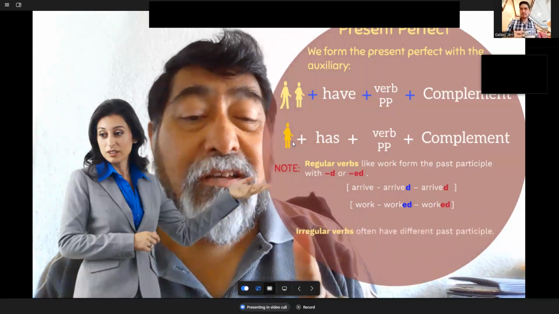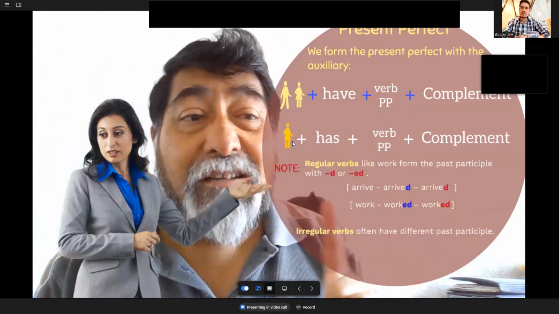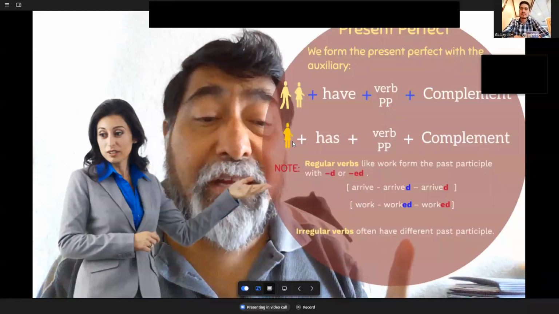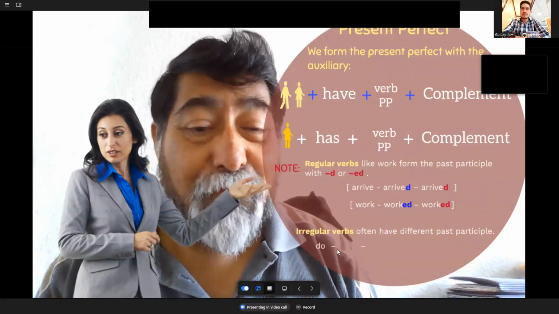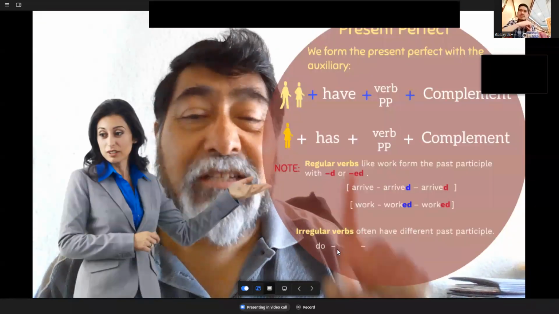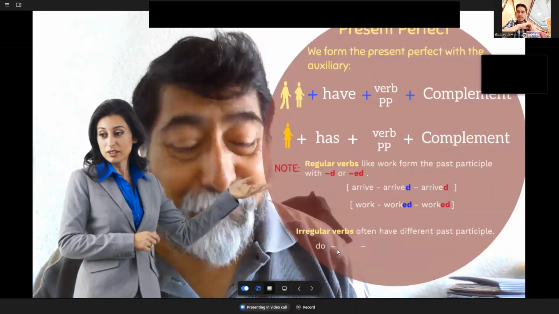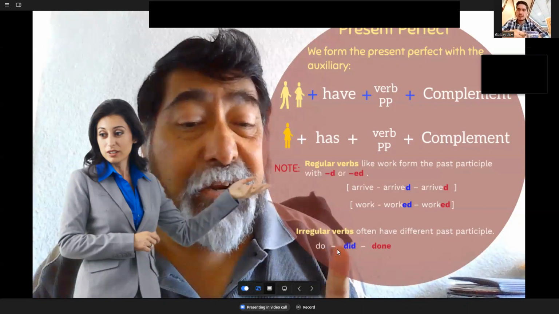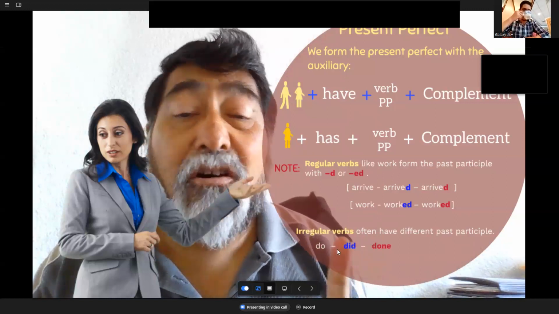Now, irregular verbs are not formed the same way as regular verbs. They are written in a different form. Irregular verbs have a different past participle. For example, we have the verb do. What is the past form of do? Do, did, done. Okay, good. So notice that the present form is different from the past, and the past is different from the past participle. This is the principal characteristic of irregular verbs.